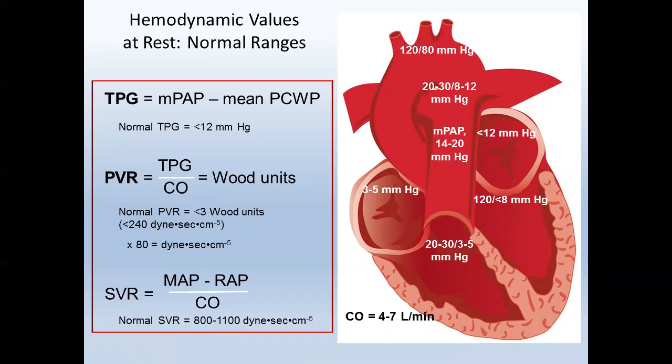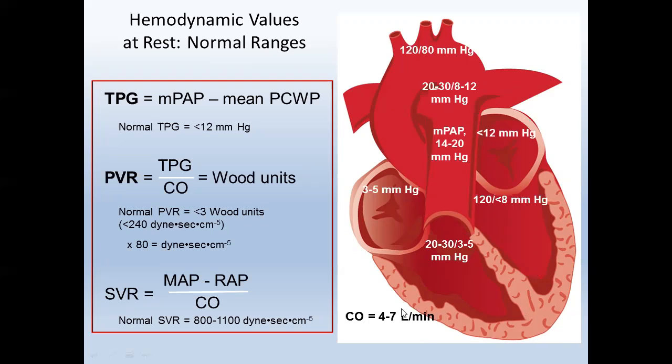So SVR is always given in dynes per second per centimeter to the power -5, whereas PVR is given in Wood units. Okay, so Wood units will be like normal, less than 2, 3, but SVR, you all know, normal would be 800 to 1200 range. So what is the SVR? SVR is the resistance across the systemic circulation, which is your mean arterial pressure minus your right atrial pressure, divided by the flow across the systemic circulation, which is the same cardiac output. So mean arterial pressure minus right atrial pressure divided by cardiac output, 800 to 1200.